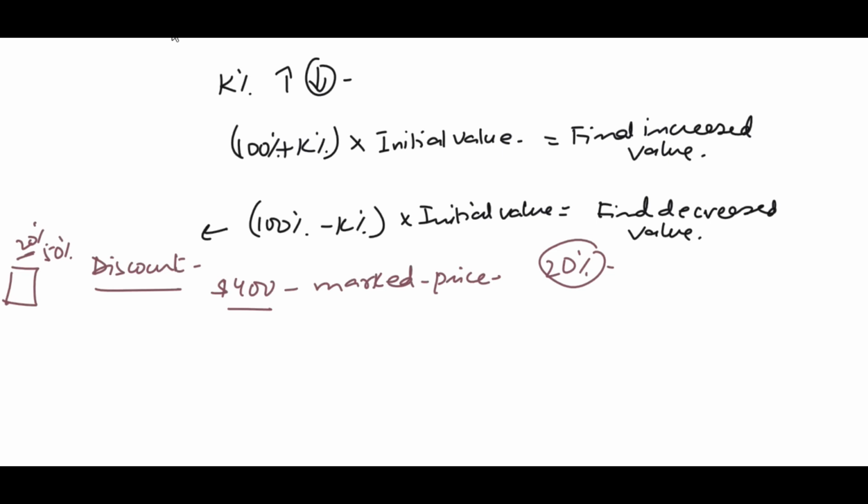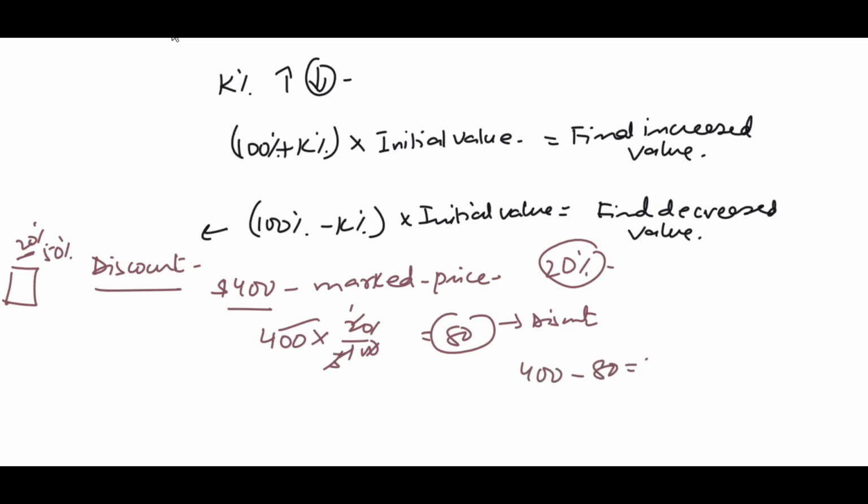So what you will be doing is calculate it. You say this is 400, I took 20% of 400, which is 1/5, so 80 rupees. So what did I get? A discount. So the amount that I will be paying is 400 minus 80, that is equivalent to 320.